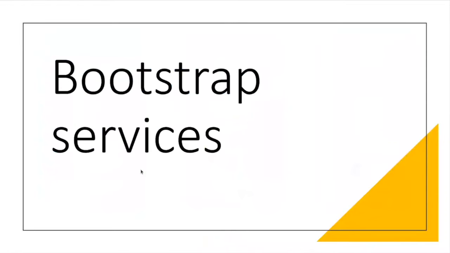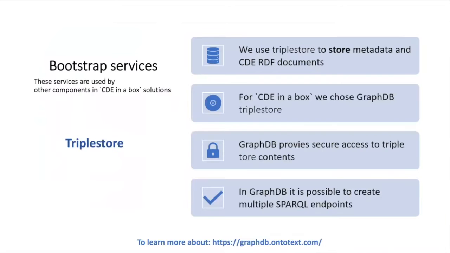So I will explain the Bootstrap and metadata layer, show a demo, and hand over to the rest of the members. For the Bootstrap layer, as I said, this is basically a triple store. Since our semantic model is RDF based, we need a triple store to store this content. So we use a triple store to store the CDE RDF and also the metadata RDF documents that we generate using the FAIR Data Point software.